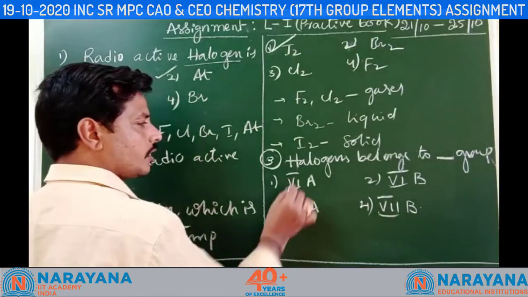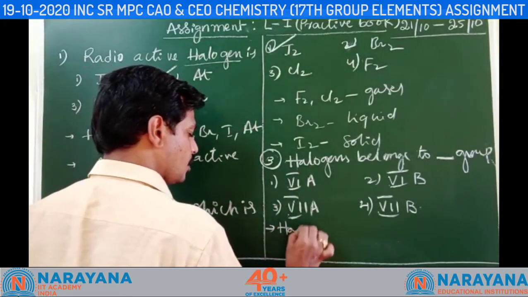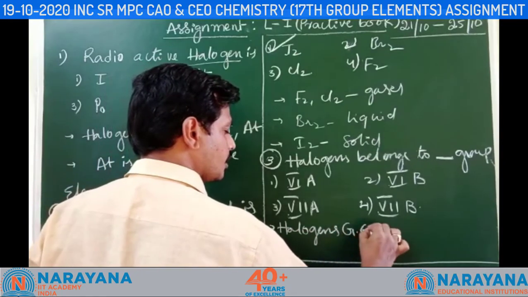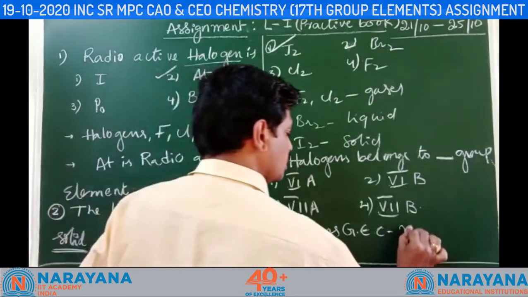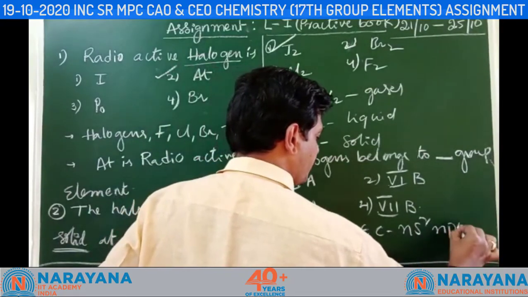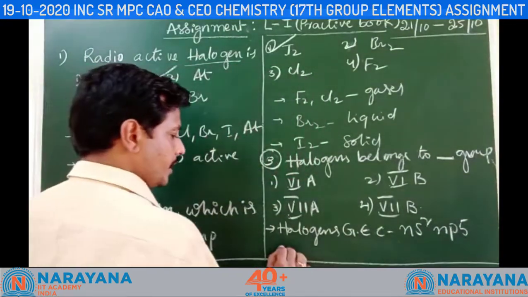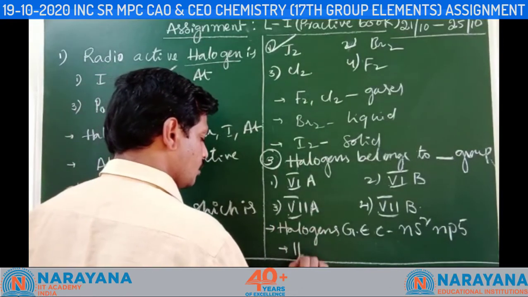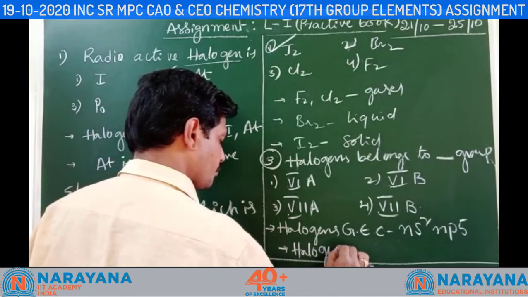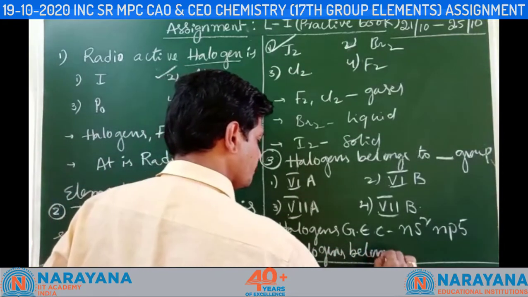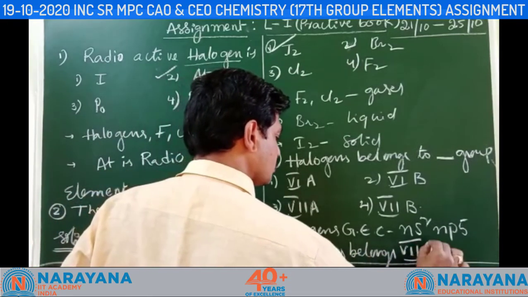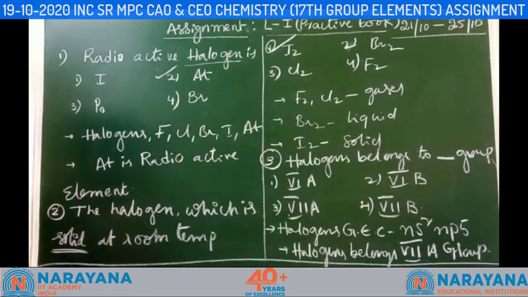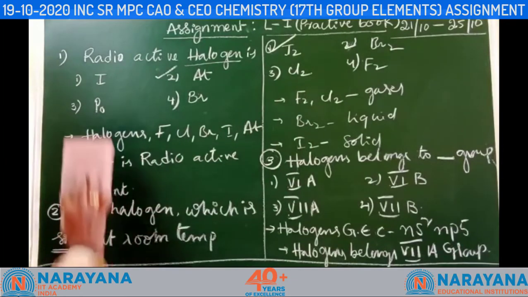So the electronic configuration of halogens. General electronic configuration is ns2 np5. From which the halogens belong to 7th A group. Halogens belong to the 7th A group. Fourth bit.